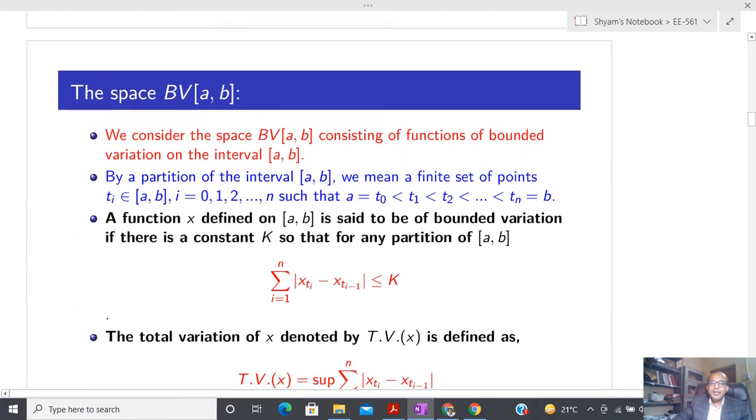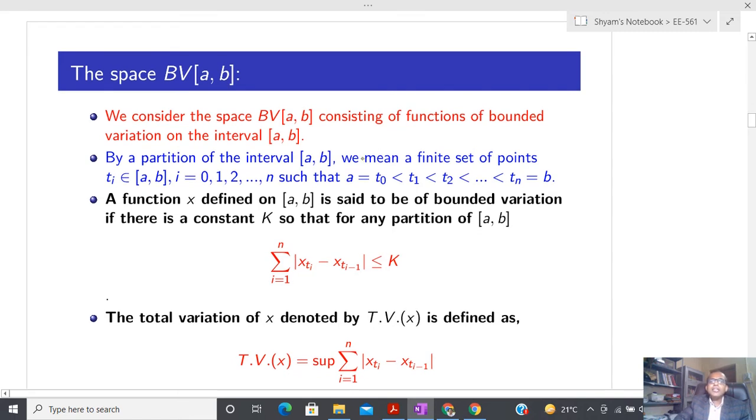Now another space, called the space of bounded variation, where the function has some kind of bounded variation.